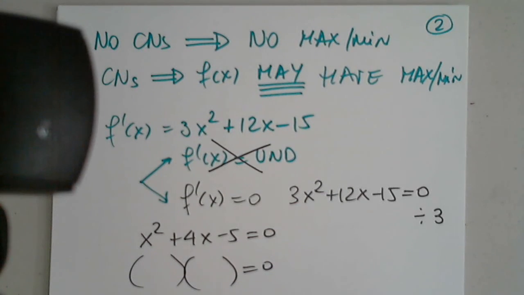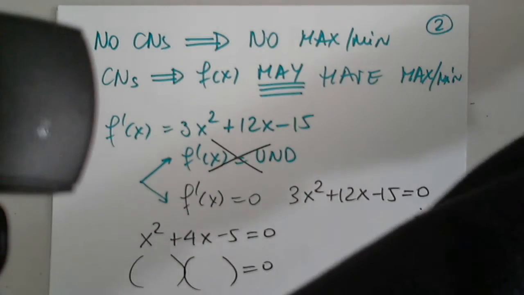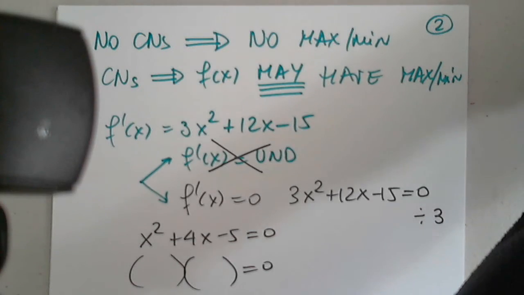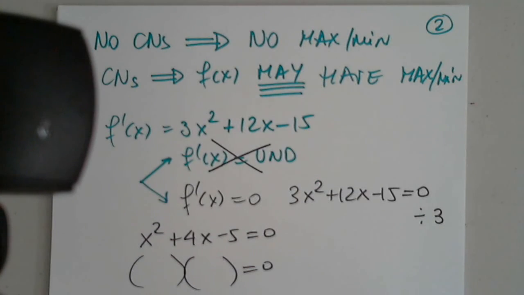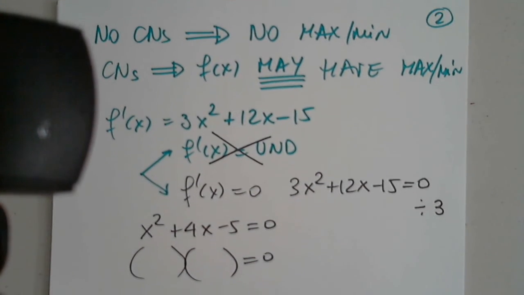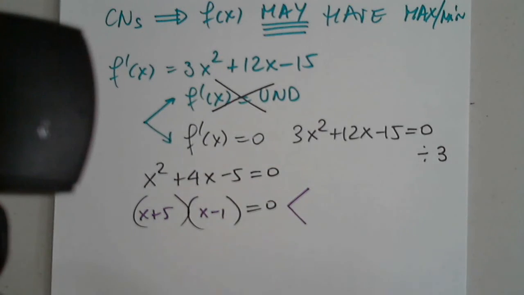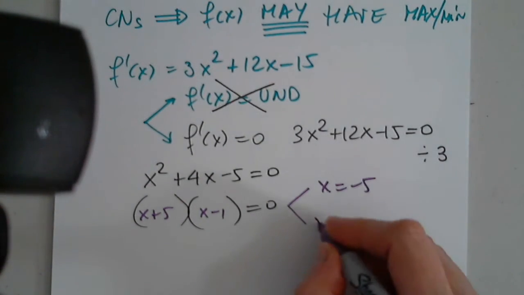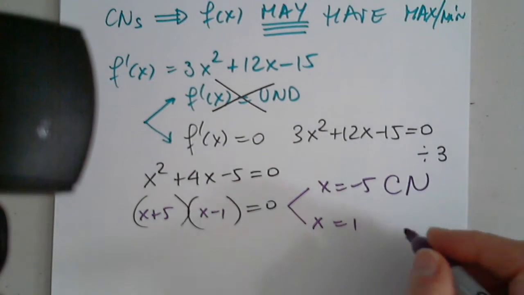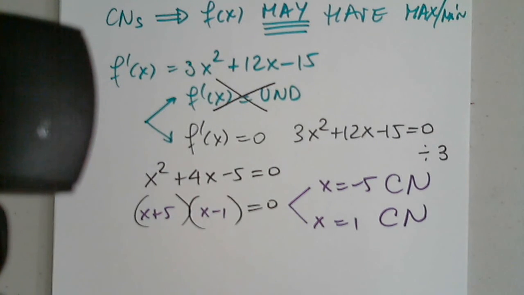We are running a clean ship, in other words. Okay, can anyone tell us how to factor this? x plus 5, x minus 1. Very good. So what are the options? x equals negative 5 and x equals 1. And this is definitely a critical number, and this is definitely another critical number.